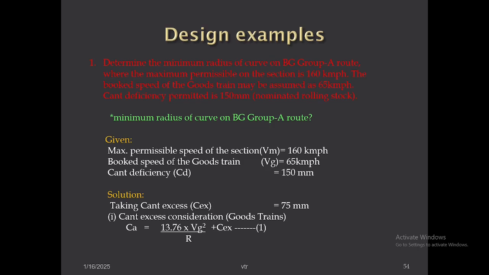Coming to the first example. In this case, you can just read out the question. Here, it is a Group A route. Speed is 160 kmph, sectional speed, and booked speed of goods train is 65 kmph. And cant deficiency permitted is 150 mm.